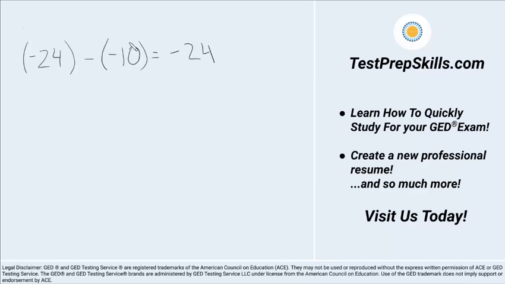Now, it's a little bit different with this second term. Okay, we've got negative 10, but we've got this minus or negative here. So what we need to do is actually multiply. Because we've got the parentheses, we're going to need to multiply this negative 10 by this negative.